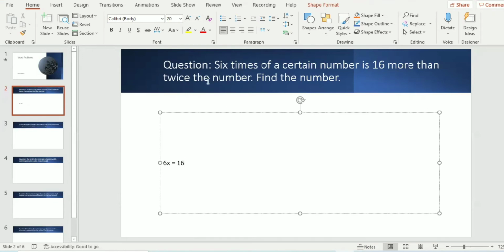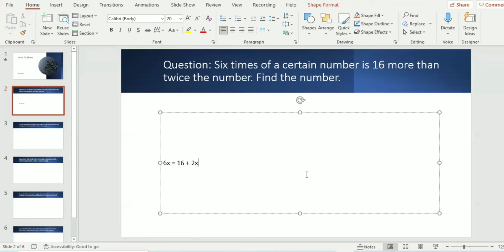So if the number is x, then 16 plus 2x. So this is how we have formed our equation, which is exactly according to the statement that 6 times a certain number, 6x, is 16 more than twice the number, which is equal to 16 plus 2x.